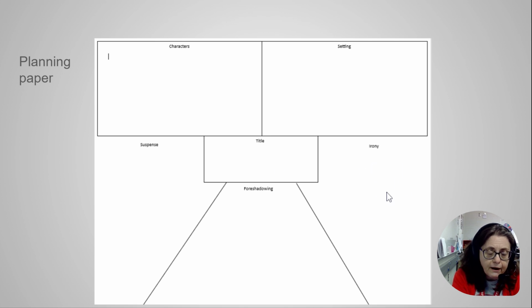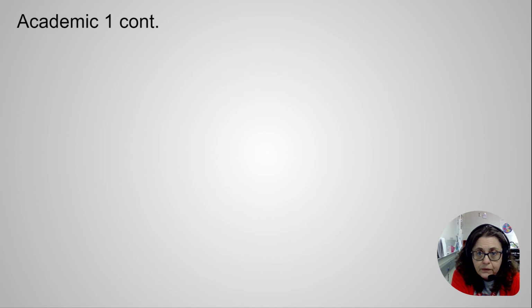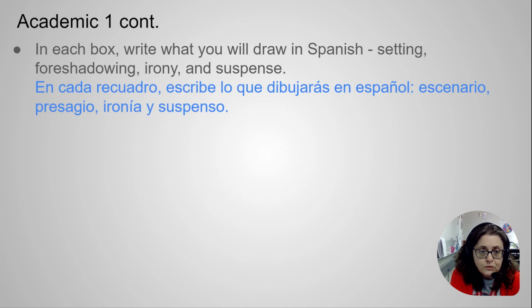For irony, describe in Spanish what you're going to write. Where it says foreshadowing, describe in Spanish what you're going to write for foreshadowing. For suspense, describe in Spanish what you're going to write for suspense. And again, remember, you can use the assignment we did for the sort. That's in Google Classroom.